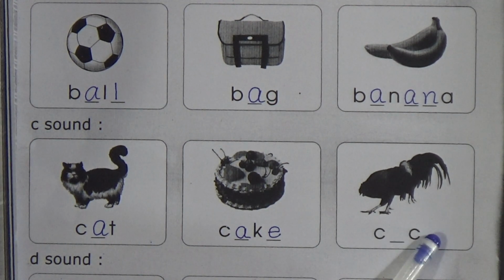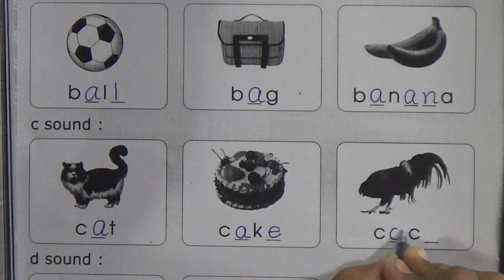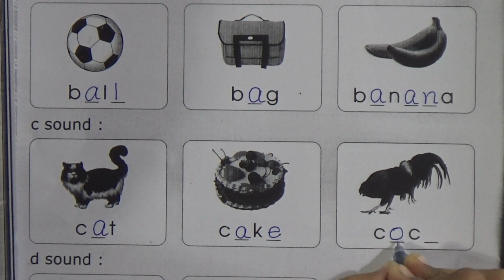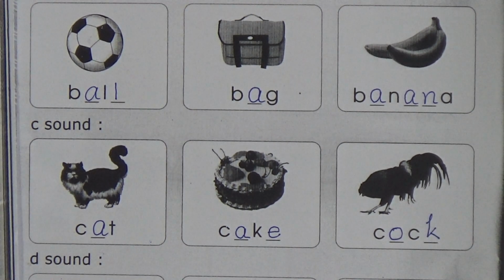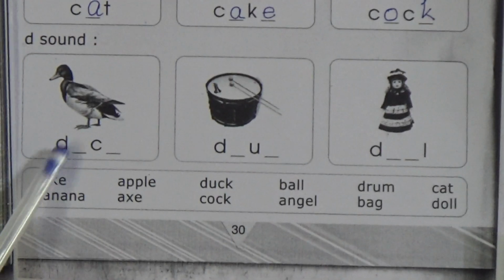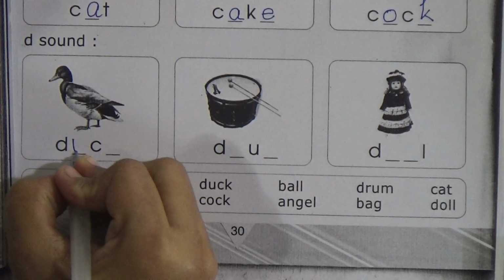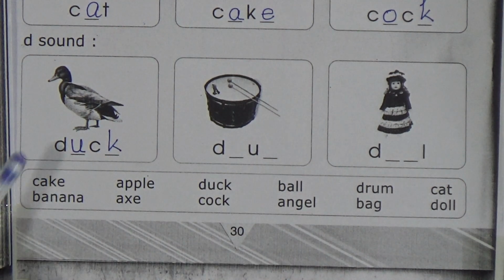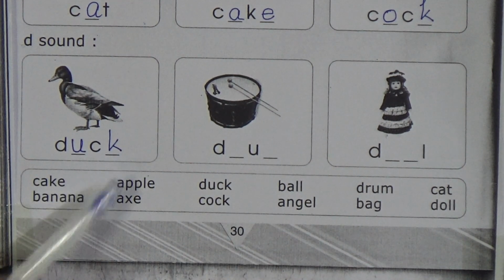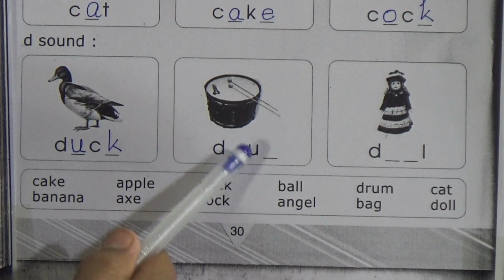C-C. So what will be here in the first gap? C-O. In the first gap, this O and C-O-C-K. In the last gap, it will be K. So C-O-C-K, cock. Now D-C. In the first gap, it will be U. D-U-C-K, duck. Now D-U.